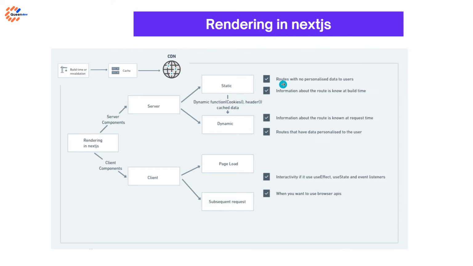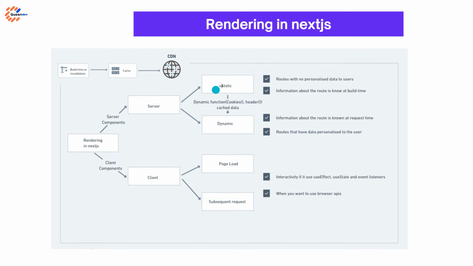So how is this useful? It's useful when you have routes or data not personalized to particular users. In that way, all the users can receive the same content, through that CDN. Information about the route also should be known at build time. When you know information about that route at build time, then you can statically generate that route. So now what about a dynamic route?